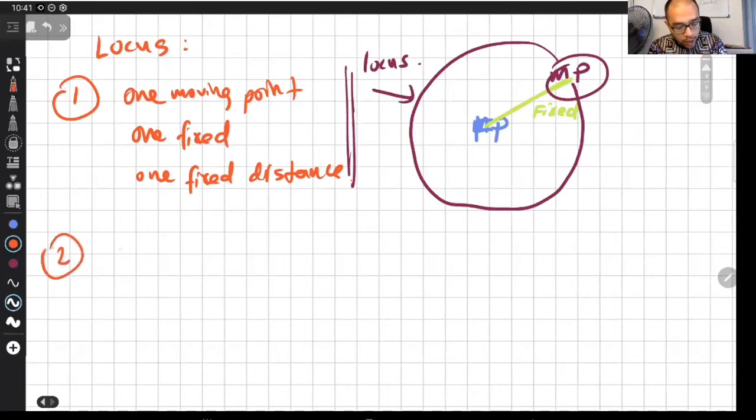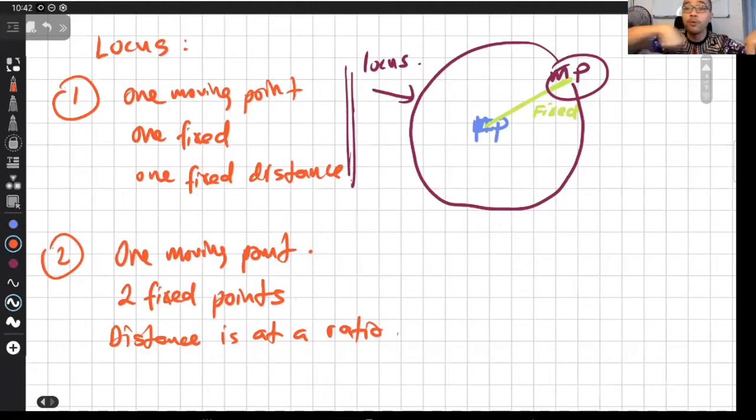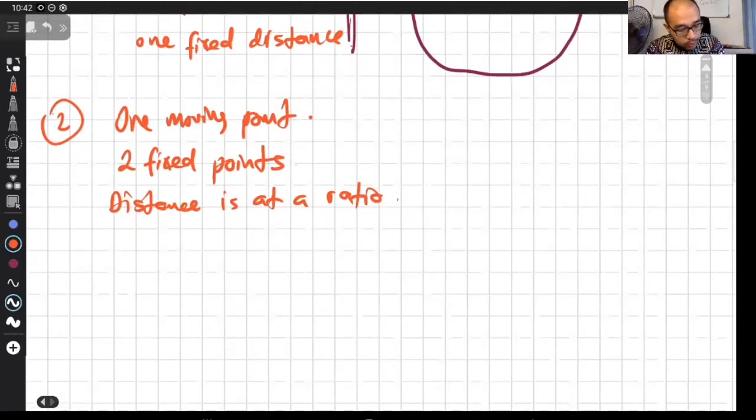Second locus is one moving point. You always have one moving point, but this time you have 2 fixed points, and the distance is at a ratio. One moving point, 2 fixed points, and distance is at a ratio. Now, those of you who are taking physics will know this much easier, because you have done this before in chapter 3, gravitation. If you have done the activity where you have 2 fixed points and 1 moving point, you will know that the locus is actually an ellipse.